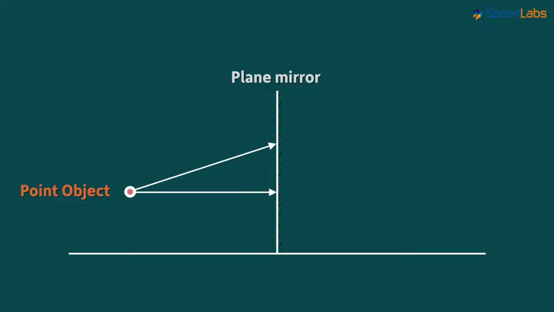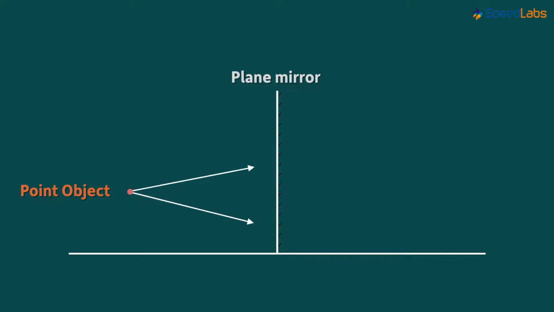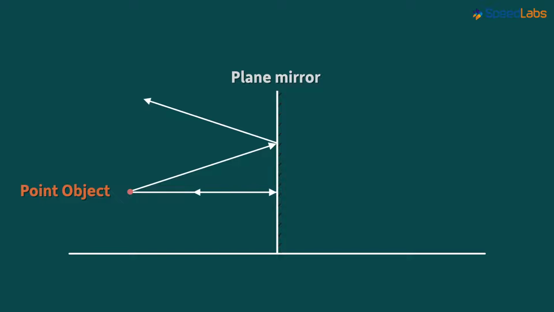Now at this stage, I want to mention that any two rays will suffice. For instance, instead of these two, we can take these two or even these two. Any two incident rays will work. These rays will be reflected by this smooth surface of the mirror. So we will also draw the reflected rays.